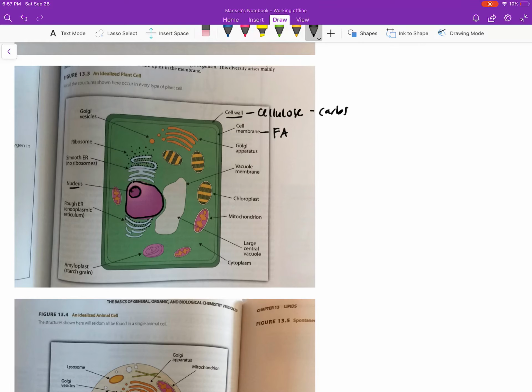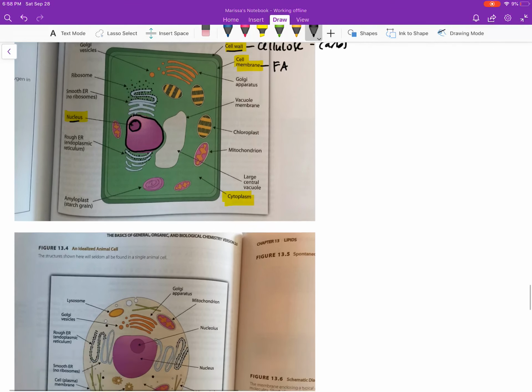And so you'll see cytoplasm right here in green, in the very center, right here in the corner, is everything else in between the cell membrane and the nucleus. Now this is called an idealized plant cell because it shows every little thing that might be in the plant cell and it looks perfect, but that's not how it always is.